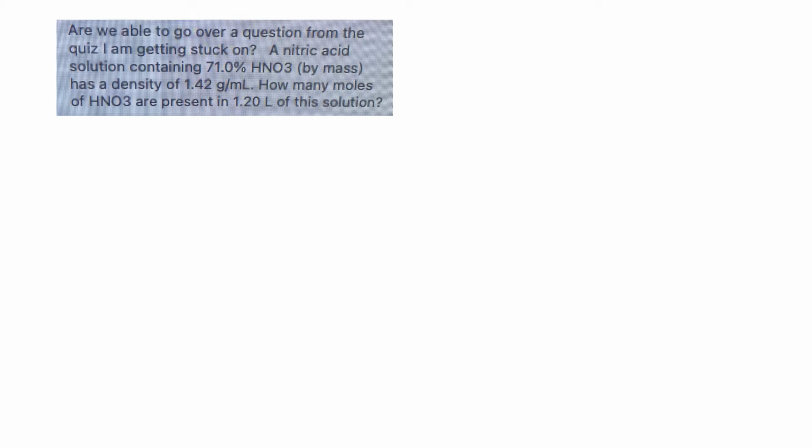Okay, we had this question in class, and I got confused initially on the two ways they were describing the solution, both by saying how much solute is in there. One was 71% by mass, and the other was the density, so how many grams of something are in each milliliter. So I'm going to start with this density.